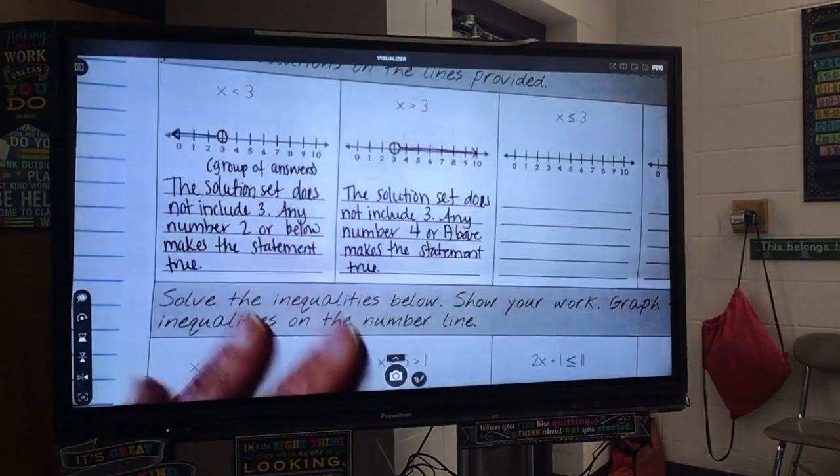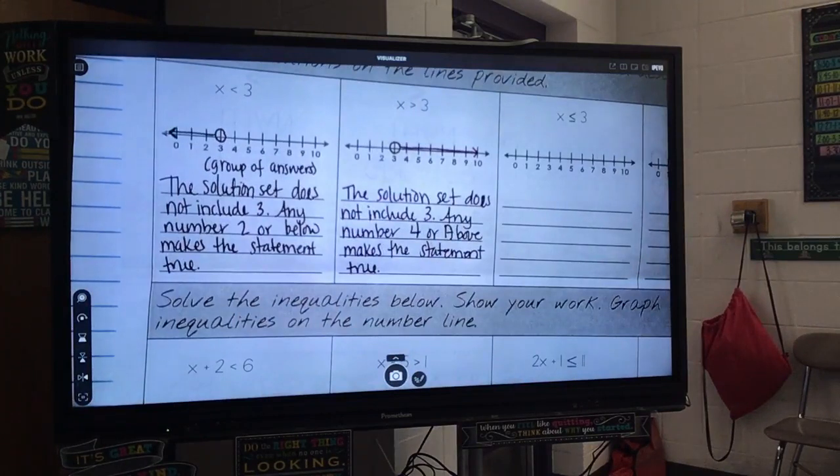Either one. I guess you could. It's just I want you to make sure that you understand 4 or above. Because if you're thinking about a number line, that's why I said above. But if you understand what the word more means, I'm not going to be picky about that.